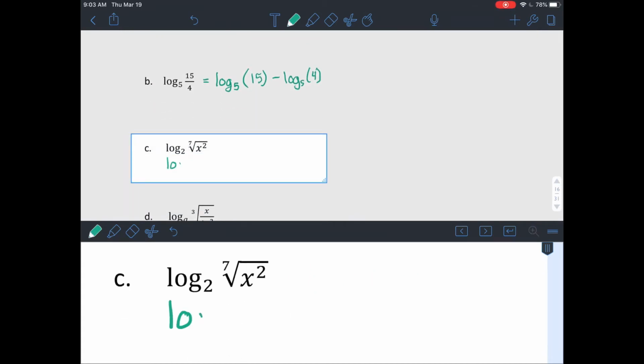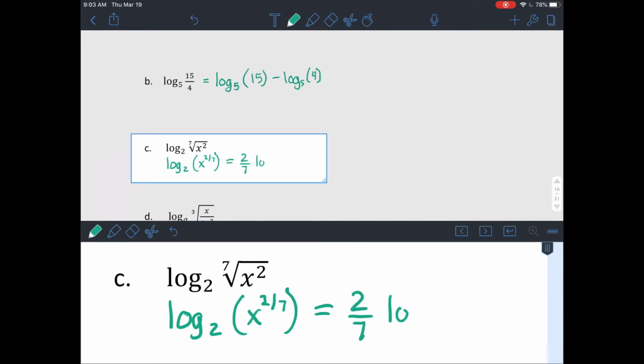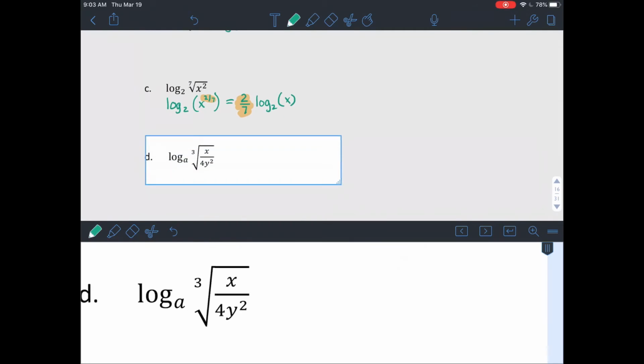If you have a radical, I would switch it to exponents because our last property is properties of exponents inside logarithms. You can rewrite that as bringing the exponent out in front and multiplying 2/3 times 2/7, times log base 2 of x. So those are all equivalent expressions.